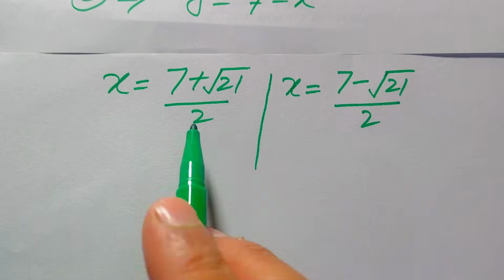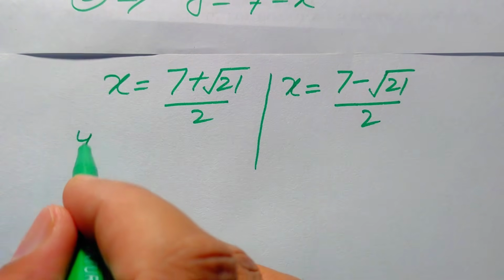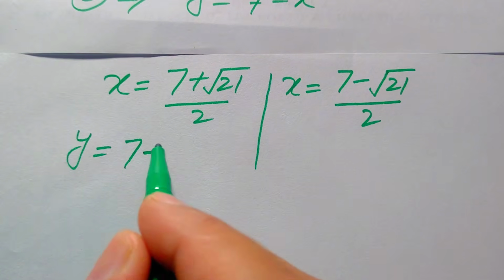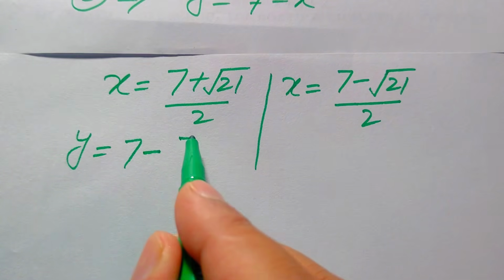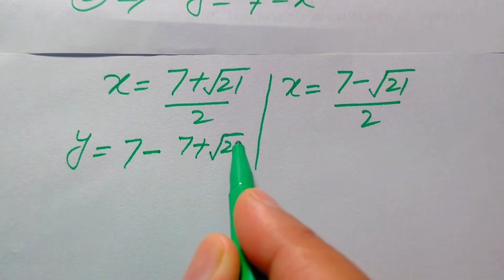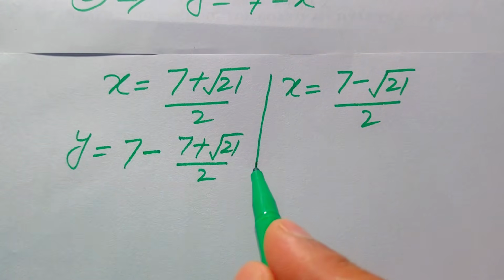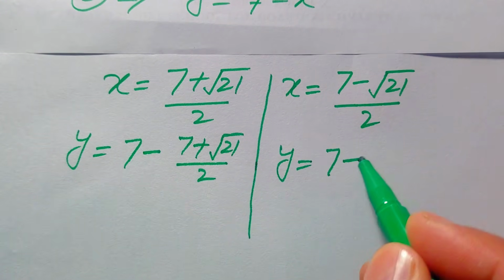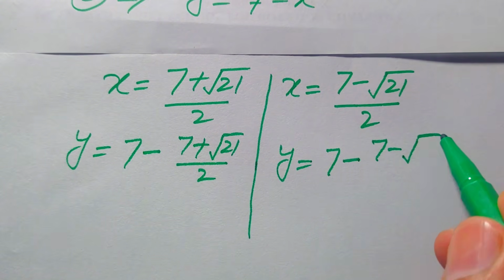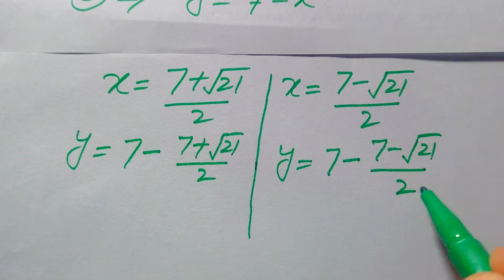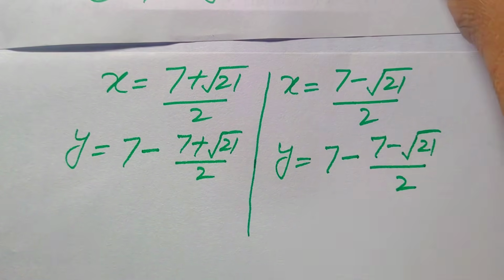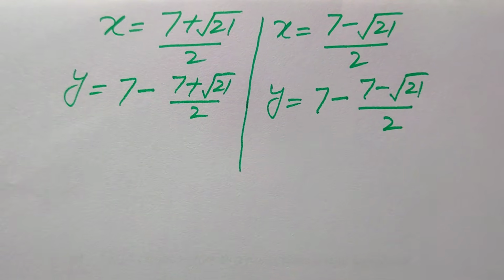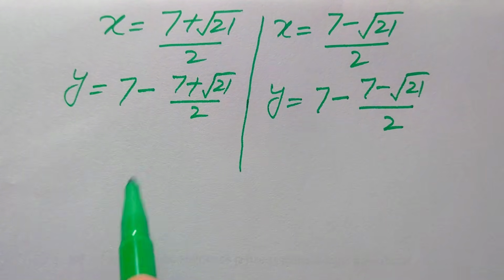So we use these two values in the above equation, and we get the corresponding value of y, and we have y equals 7 minus x. The value of x in this case is 7 plus square root of 21 divided by 2. In the same pattern, the value of x in this case is 7 minus square root of 21, divided by 2. So we simplify these two cases, and we easily get the corresponding values of y.